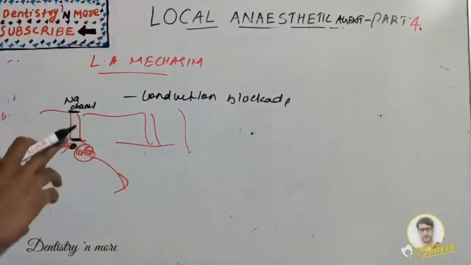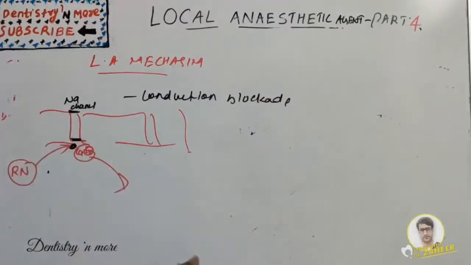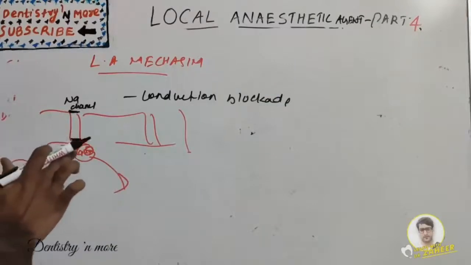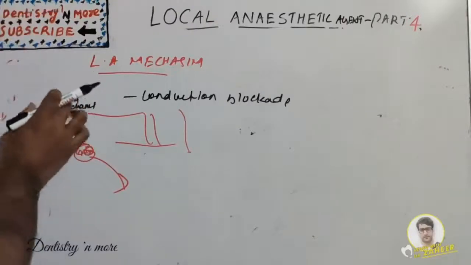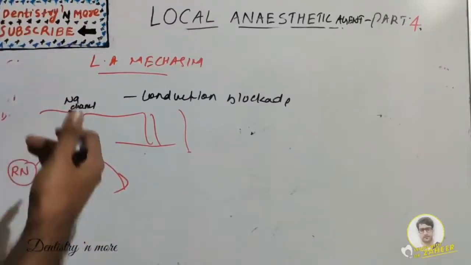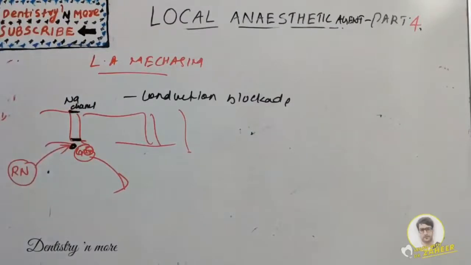So, from the receptor side, calcium will be displaced, and the LA molecule will be attached to this receptor site. The sodium channel will be blocked and there will be decreased sodium conductance, a decreased rate of electrical depolarization, failure to achieve threshold potential level, and lack of development of a propagated action potential. That is what is happening. The sodium ion channel is blocked in pain neurons. That is all about this session.